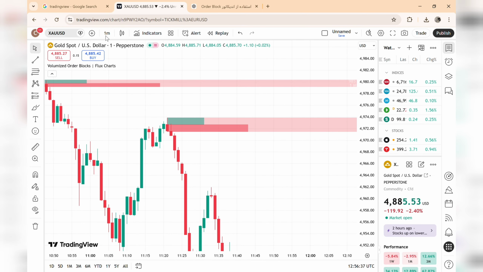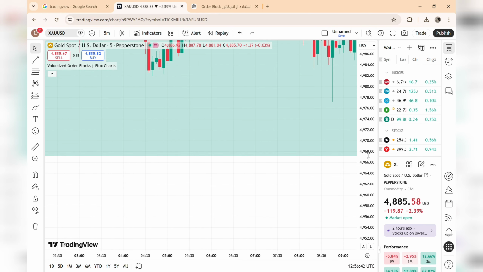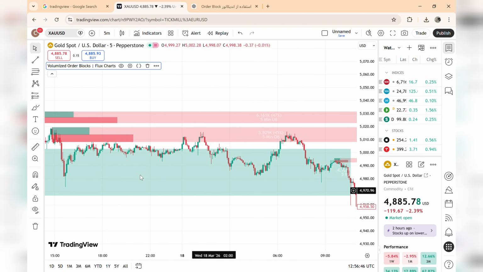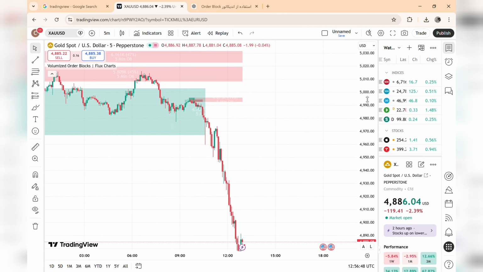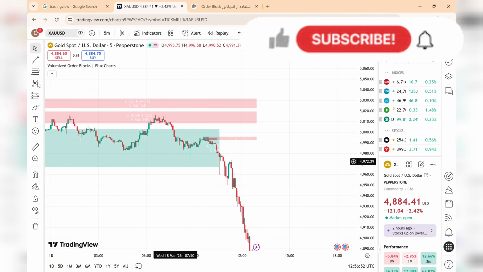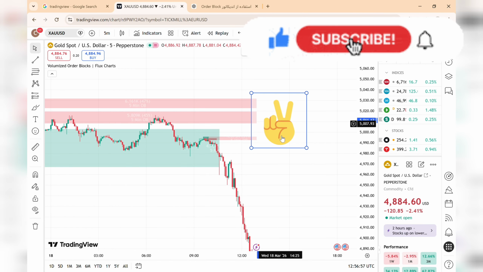Now, let's cover common mistakes. Do not enter trades on every touch. Do not trade without confirmation, and do not trade against a strong trend. Finally, for a more advanced strategy, combine this indicator with market structure, liquidity sweeps, and break of structure. That's where this tool becomes extremely powerful.